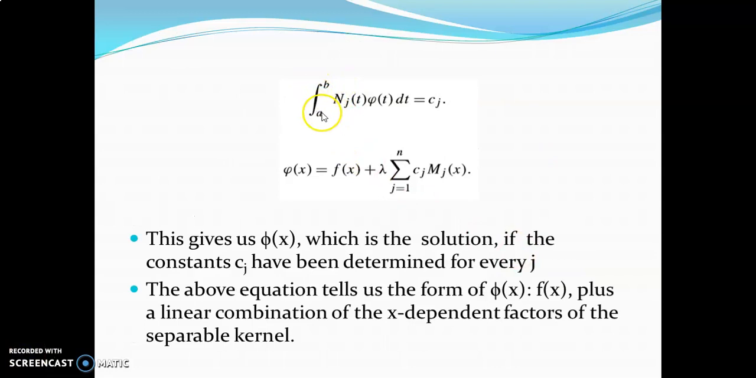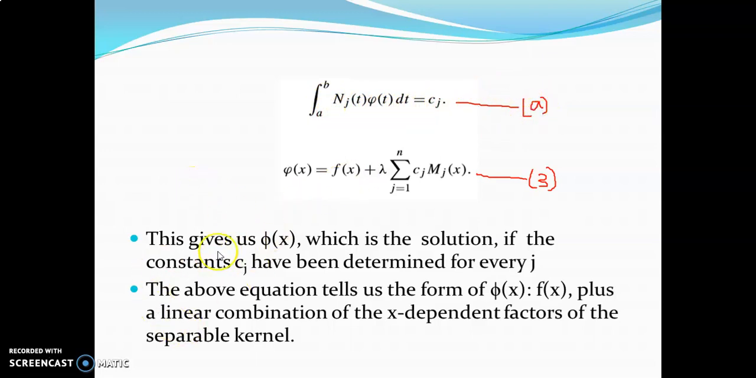So, integral a to b nj of t phi of t dt is cj. In terms of cj, the above equation number 2 can be written as phi of x is equal to f of x plus lambda summation j equal to 1 to n cj mj of x. So, this is equation number 3 and we can call this integral a to b nj of t phi of t dt as just equation number A.